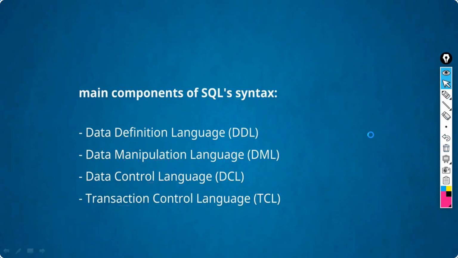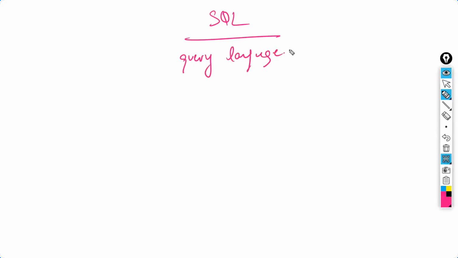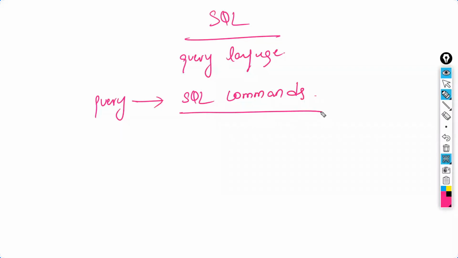So let us see one by one. First, data definition language, DDL. In the entire SQL, the SQL language I have already told you, it is called a query language. Structured Query Language is the full form. Query language means you are going to write queries, using SQL commands. There are multiple SQL commands. Just by writing the commands, we are making the queries.